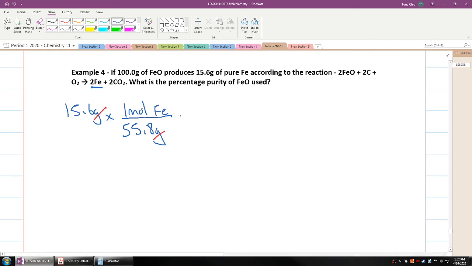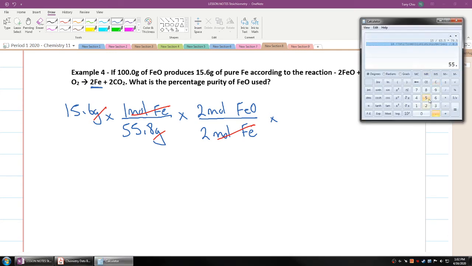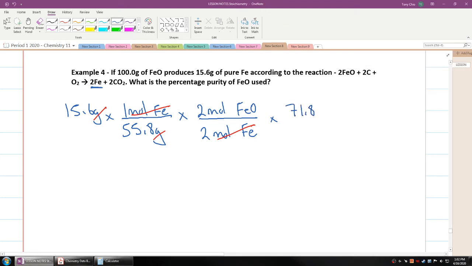My next stage is now to cross the mole bridge, which is 2 moles of FeO over 2 moles of Fe. So that will cancel out my moles of iron. And my last step now is to multiply by the molar mass of FeO. The molar mass of FeO, if iron is 55.8, I add an extra oxygen, which is 16. I'm going to get 71.8 as a molar mass. 71.8 grams per 1 mole of FeO. And that is going to cancel my moles of FeO.